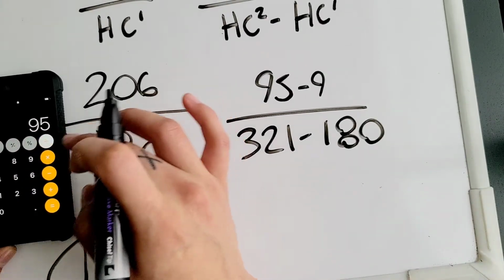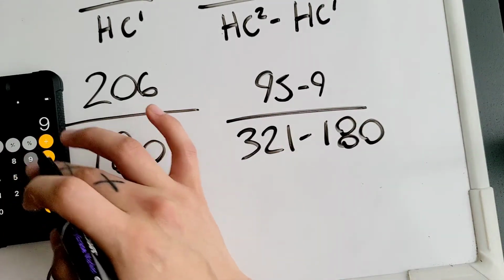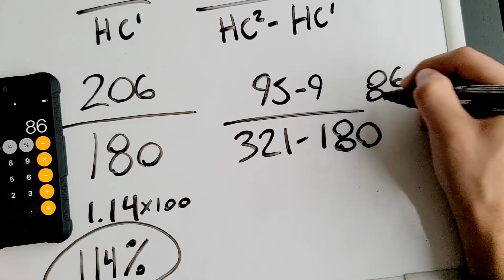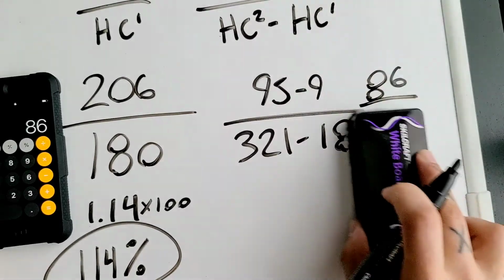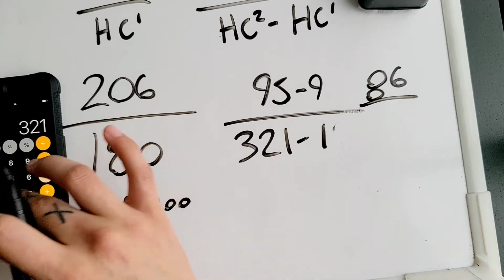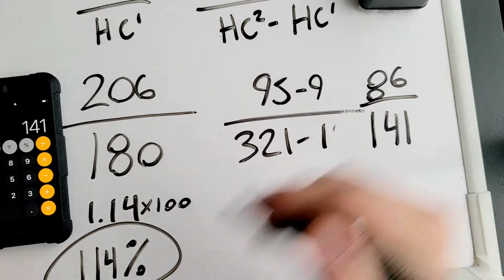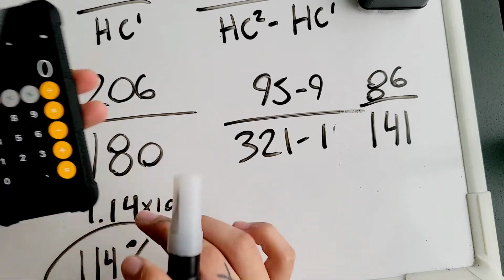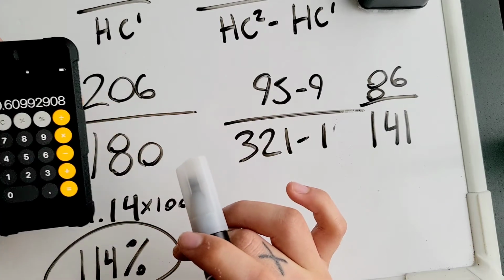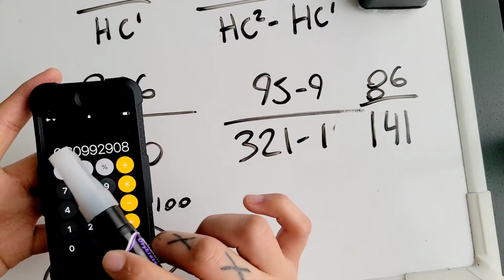So this next one, you got 95 minus 9. Wait, hold up. 95 minus 9. So that equals 86. And then the 321 minus 180. So that equals 141. So we just divide these two together. So 86 divided by 141, that's gonna end up being 0.61 because we have to round up.